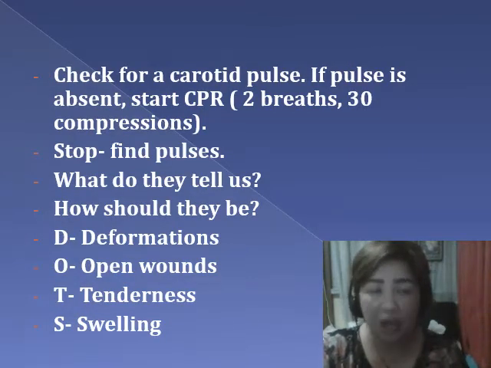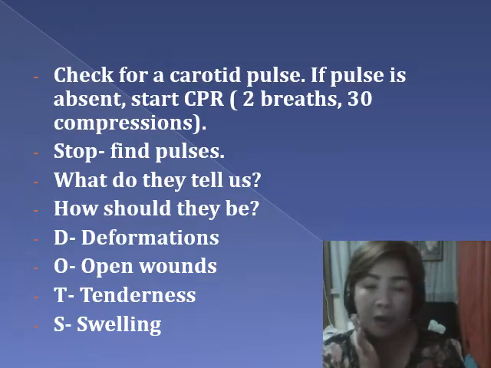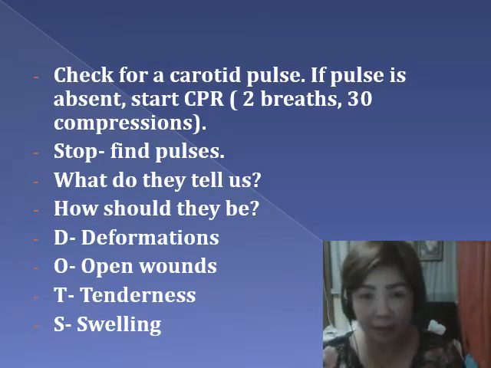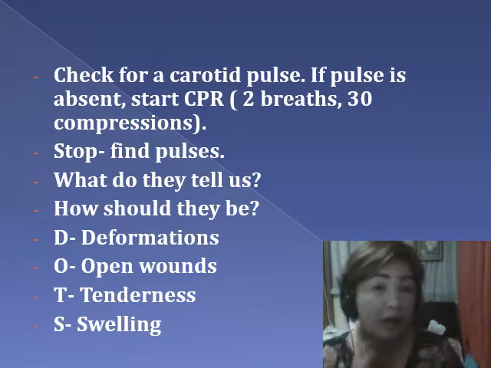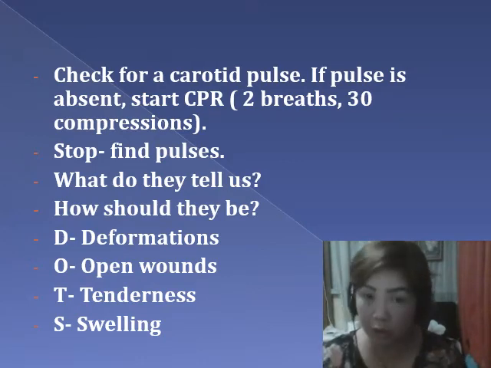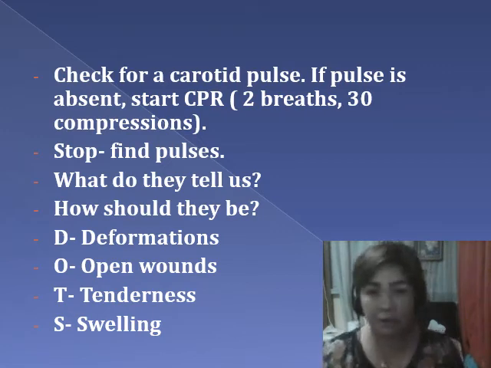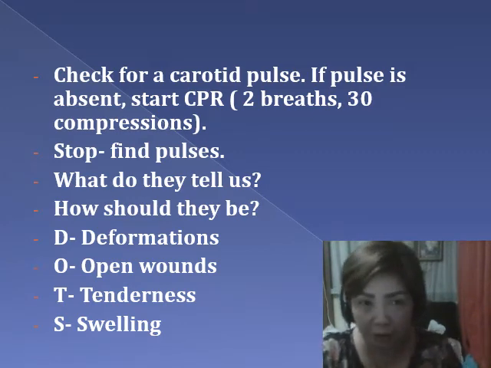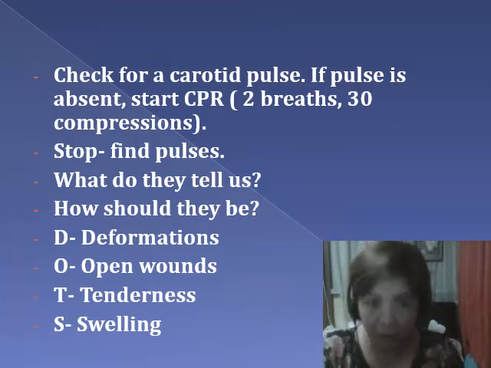Now, check for a carotid pulse. The carotid pulse is the pulse located in the neck. Guys, I want you to review the different pulse sites. That way, if the carotid pulse is not that audible, or is weak, then you can always go on to the other pulse sites. Take note, if it's an infant or a baby, the brachial pulse is usually more audible. The brachial pulse is clearer compared to the carotid.